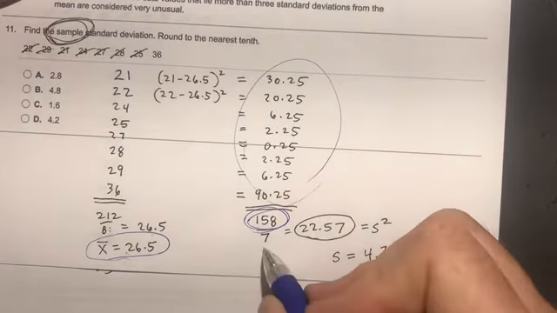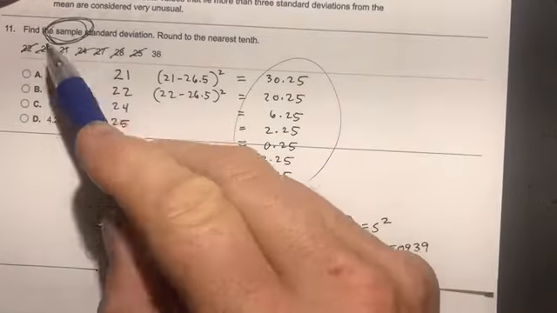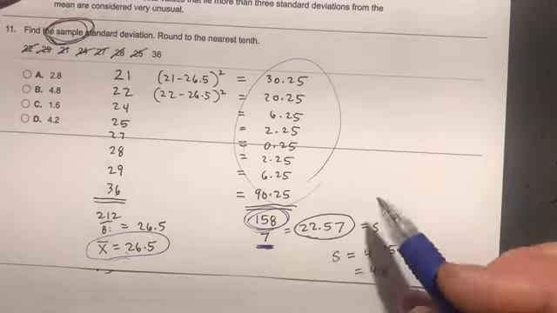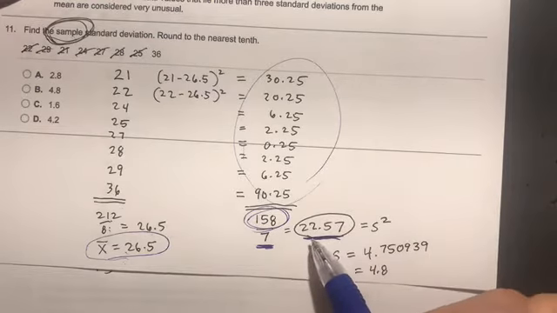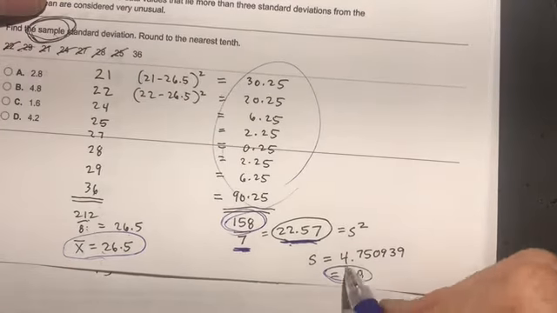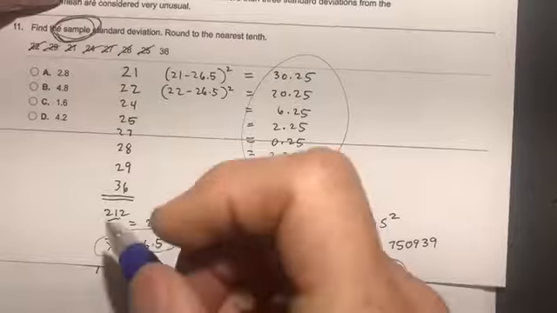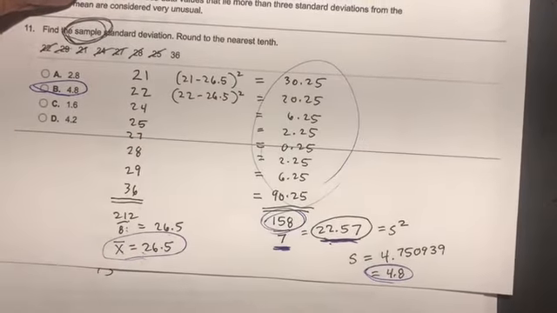Then I'm going to divide by 7, because this is a sample, I take 1 off when I divide, and so here's my variance. I do the square root of that, which is my standard deviation right there, 4.8. And so it looks like B is my answer, B, 4.8.